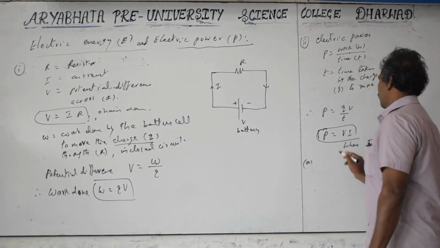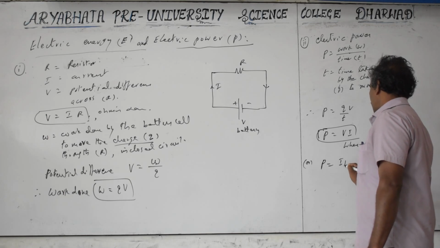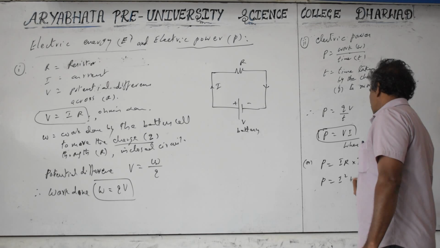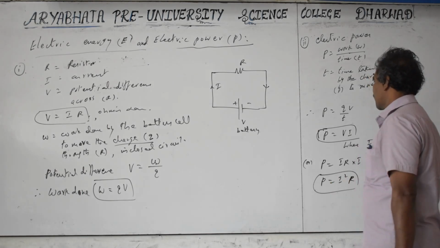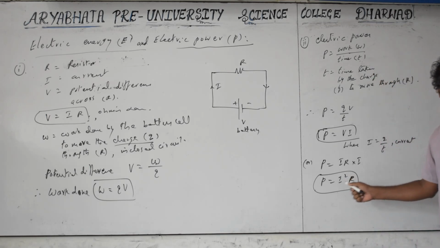Power is equal to V into I. V is equal to IR, so V equal to IR into I. That means power is equal to I square into R. Power is equal to I square into R, in terms of the current and resistance.